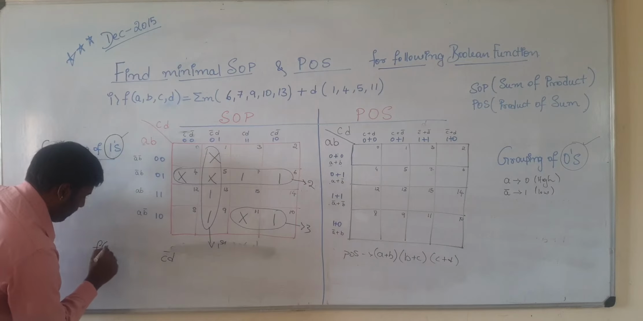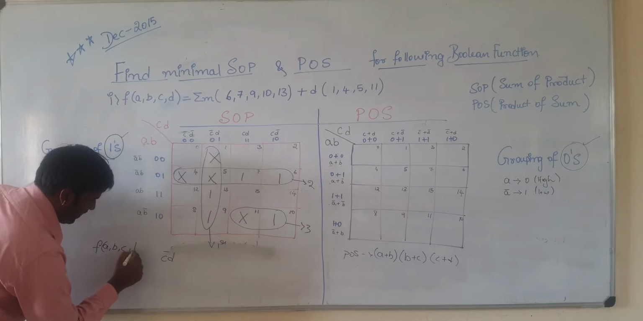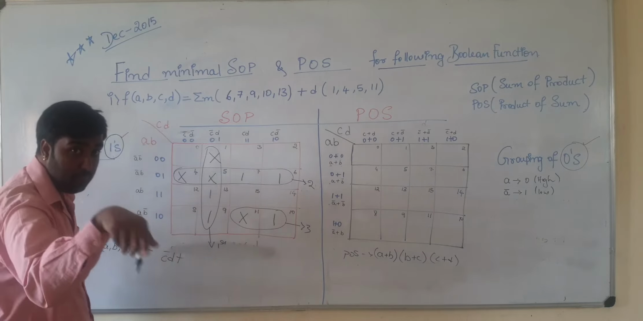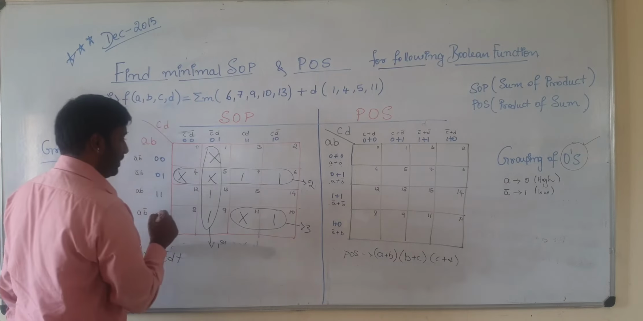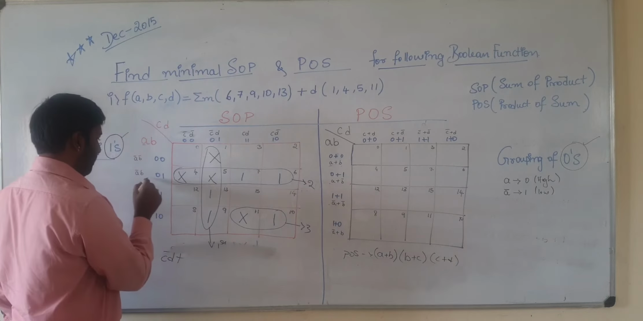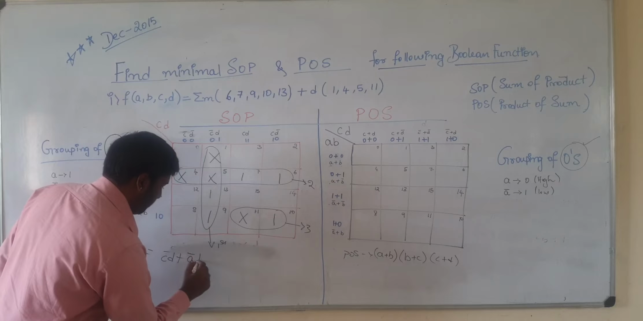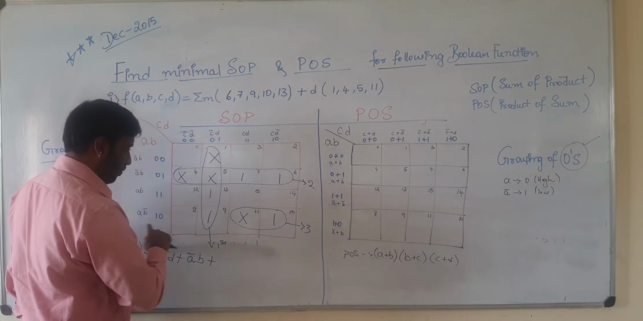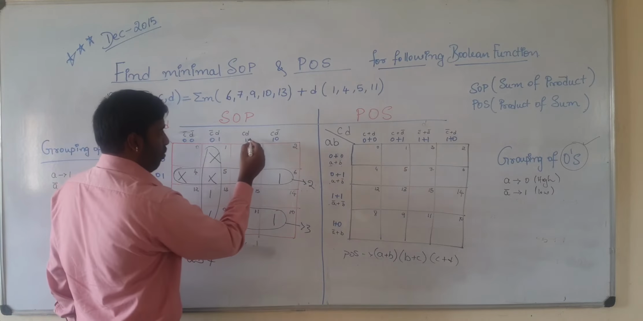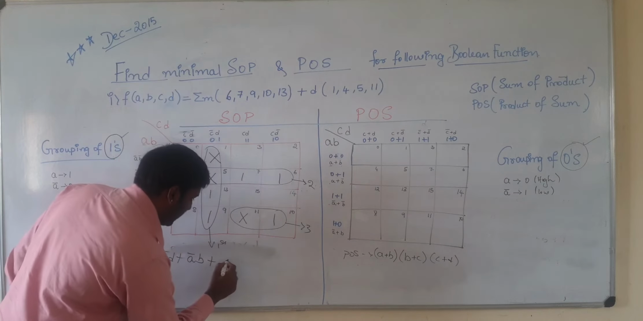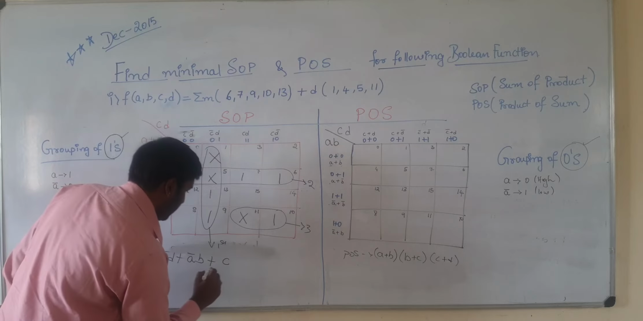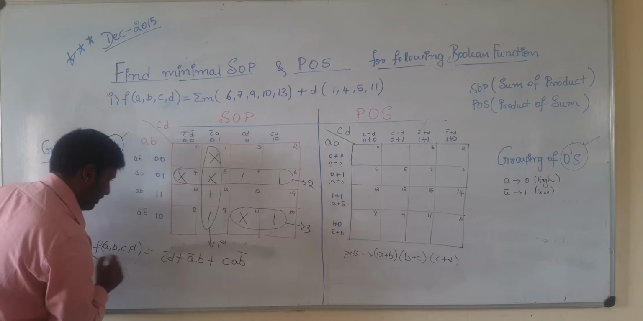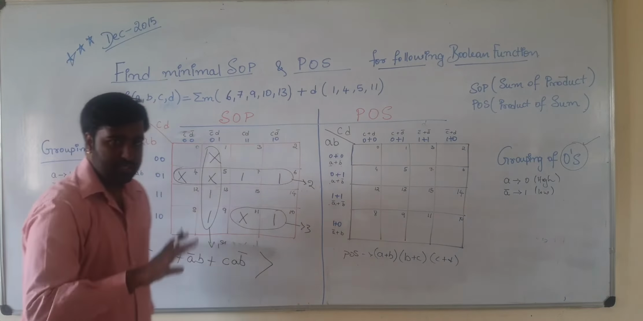My question is F of A, B, C, D is equal to C bar D plus, since it is sum of products, my second group is all these terms get cancelled. The remaining term is A bar B. Plus, what is my third group? Here I am having 2 columns and 1 row. In these 2 columns, 1 and 0 get cancelled. C remains here. Here A B bar. So C A B bar. This is my answer for sum of products. So this is very simple.